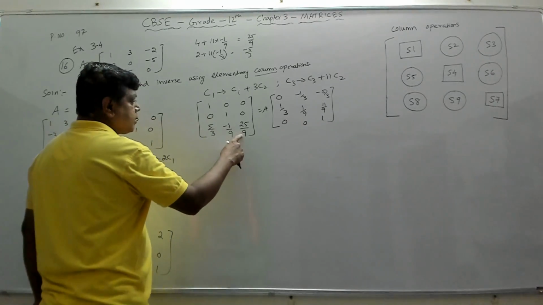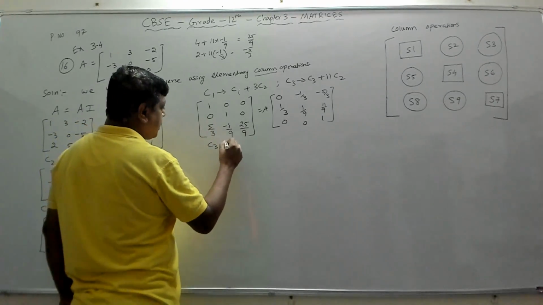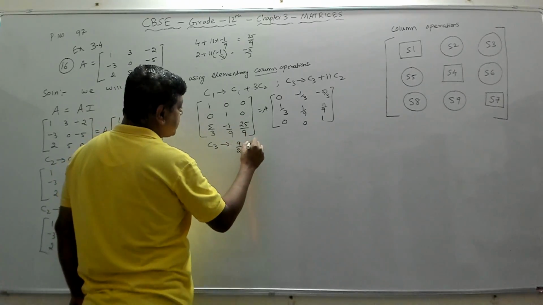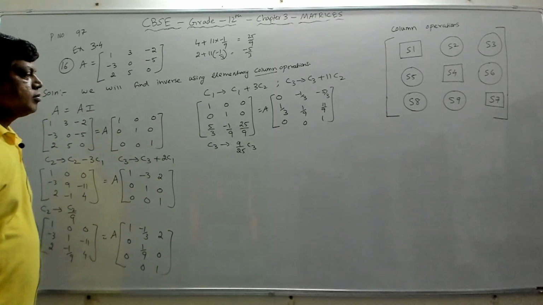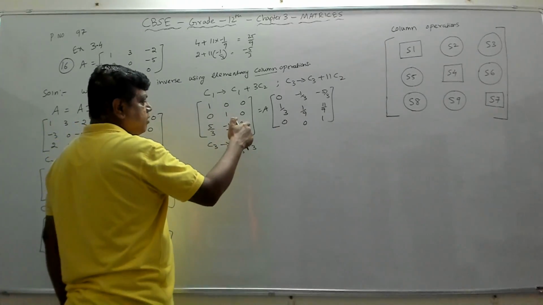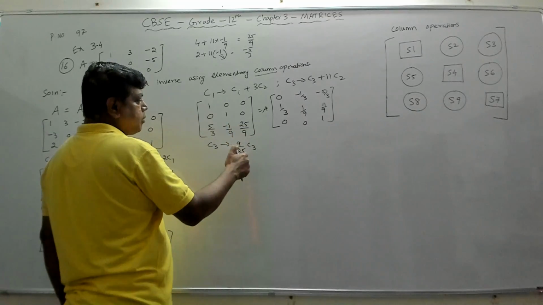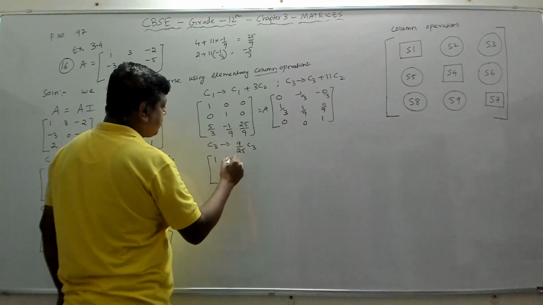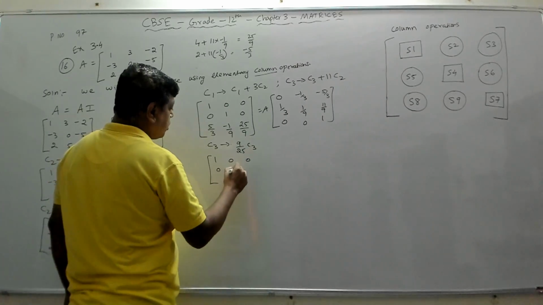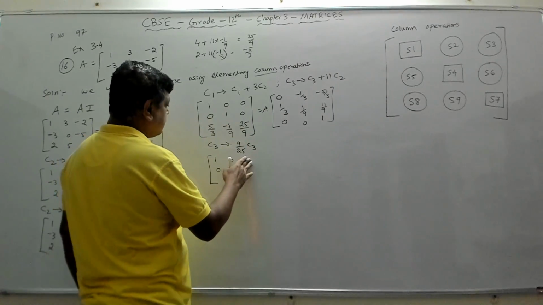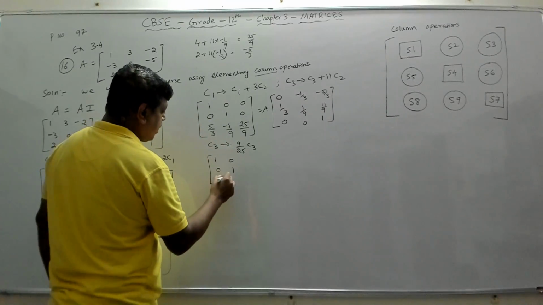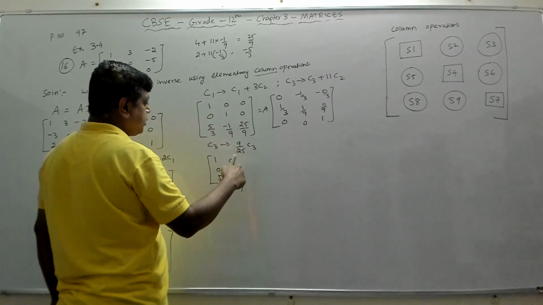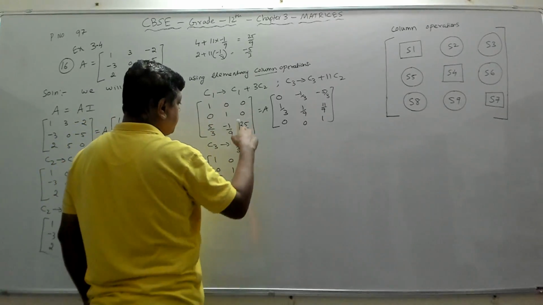We can make this as 1 by saying C3 implies the reciprocal of this, 9 by 25 times C3. Right? So 9 by 25 into 25 by 9, that is C3, will become 1. So every element of C3 I am going to multiply by 9 by 25. So I will write my first two columns as they are: 5 by 3, this is minus 1 by 9.